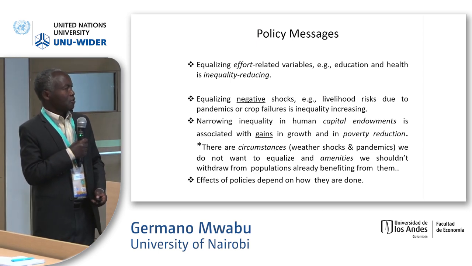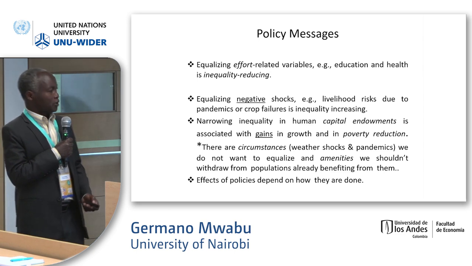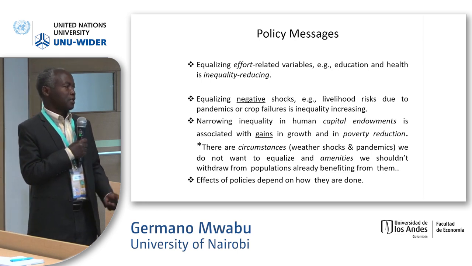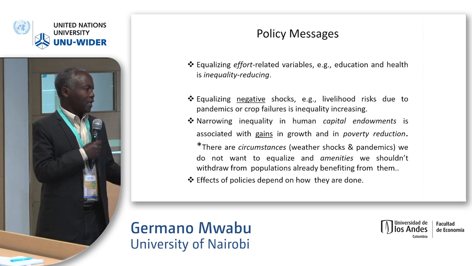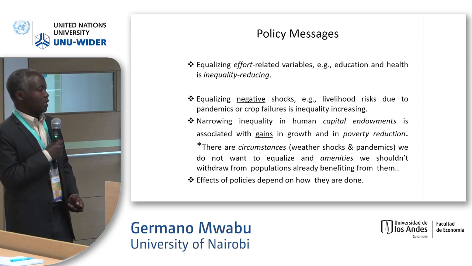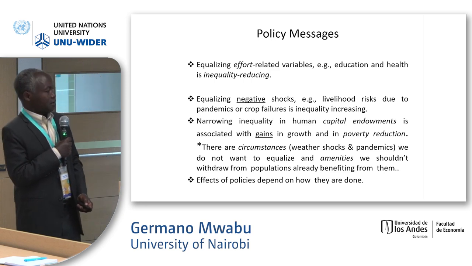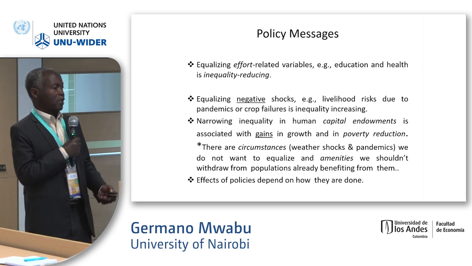Okay, so policy messages. Equalizing effort related variables, for example, education and health, is inequality reducing. Equalizing negative shocks, for example, livelihood risks due to pandemics and crop failures, is inequality increasing. So on point number two, if we equalize better health, that reduces inequality, which is what we saw in Cameroon. Narrowing inequality in the human capital endowment is associated with gains in growth, and is also poverty reducing. And the last two points here are that there are circumstances like weather shocks and pandemics that we do not want to equalize.